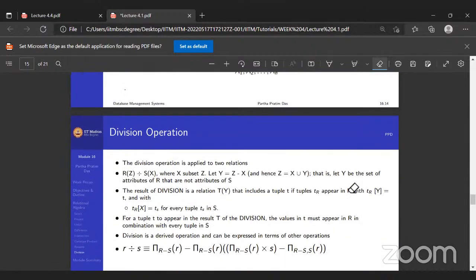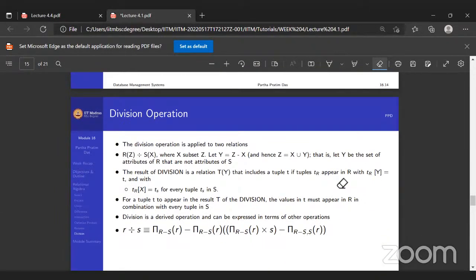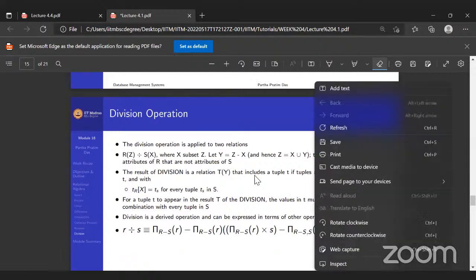So after that is the division operator, right? So the division operator is represented like this.